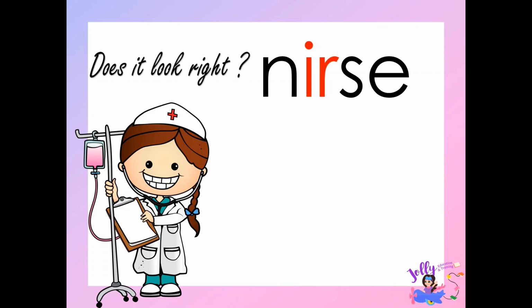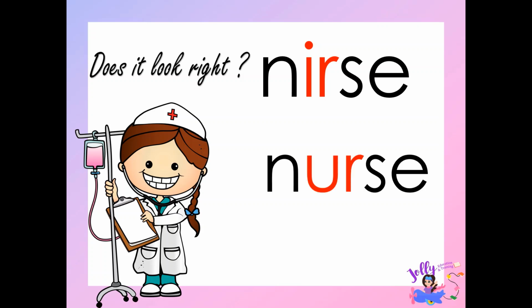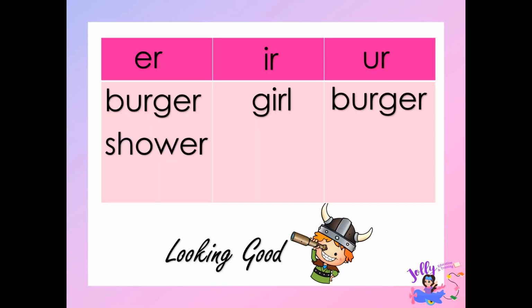Oh, does that look right? Doesn't look right to me. I'm going to have another go. I'm going to write the UR. That one looks right. What did you do? Did you have the UR that made an sound? Go on. Write the word nurse on your looking good board. I am in the UR grapheme column for nurse.